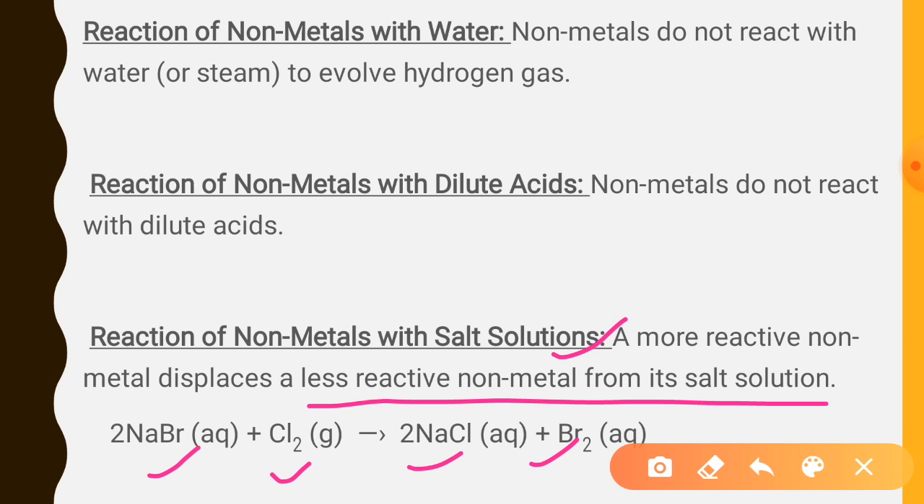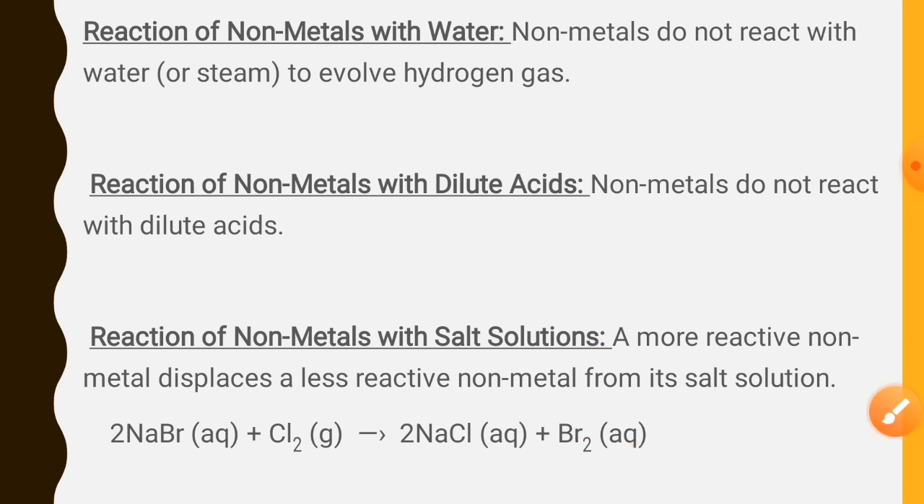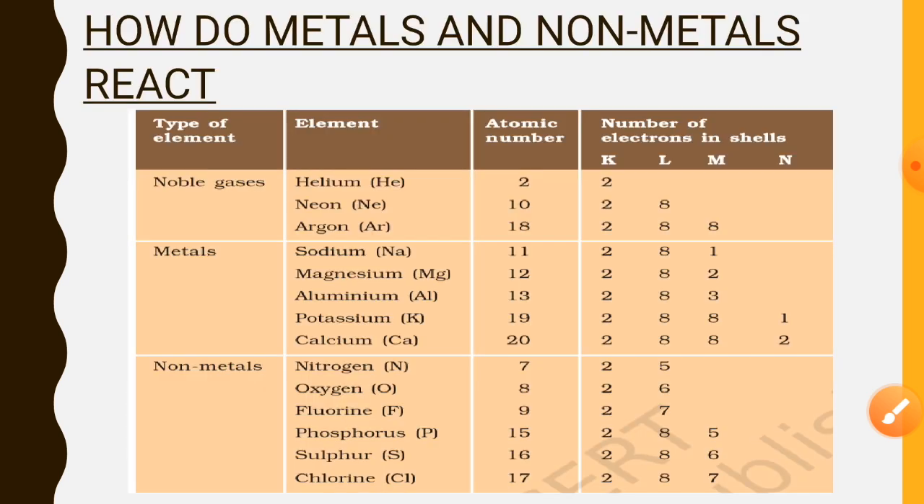So all the properties have been discussed. Now let's see the next topic. It is: how do metals and non-metals react? Before understanding that, let's understand why elements react. Okay, here you can see a table. The first column is type of elements. So we are going to discuss noble gases, metals, non-metals. Here some noble gases, some metals and some non-metals along with their atomic numbers have been written.